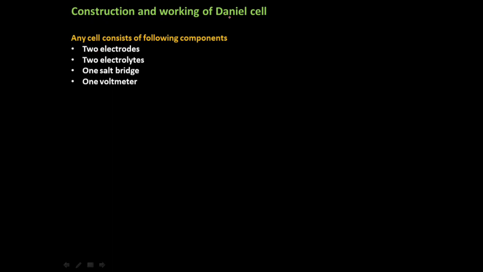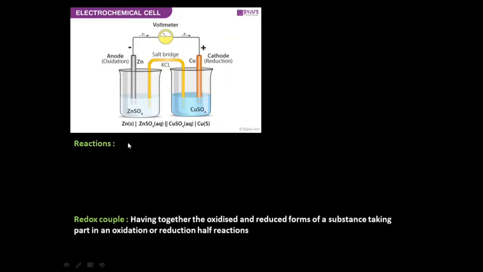Actually, this cell consists of two electrodes, two electrolytes, one salt bridge, and one voltmeter. First of all, we have to understand what electrodes, electrolytes, salt bridge and voltmeter are. With the diagram only, we can understand this. So these are the key components in the Daniell cell. So this is the Daniell cell.